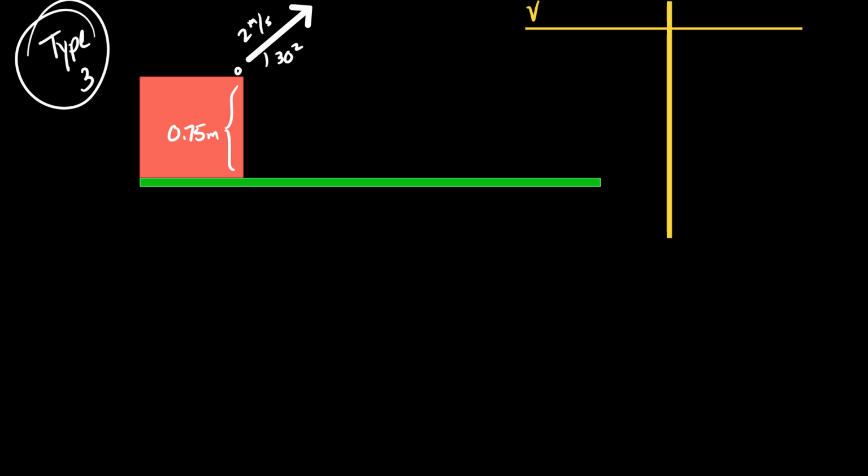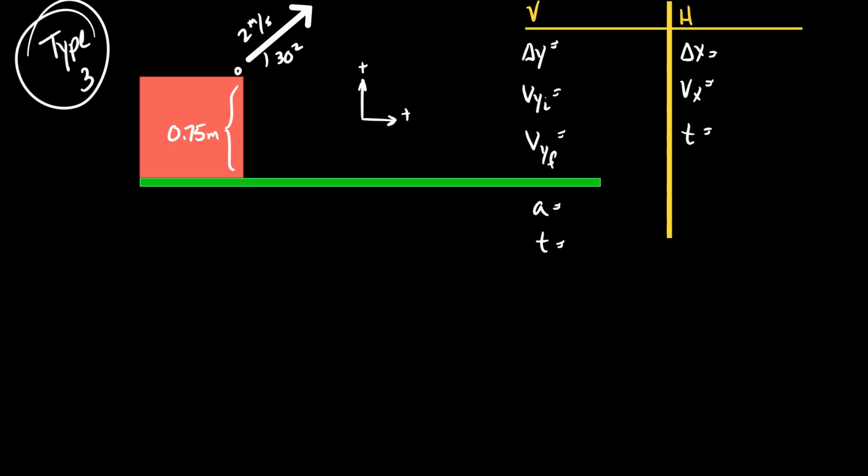I'm going to have vertical and horizontal. I will have delta y, vy initial, vy final, a, and t. I'll have delta x, vx, and t. Do you want upwards to be positive? Do you want to the right to be positive?